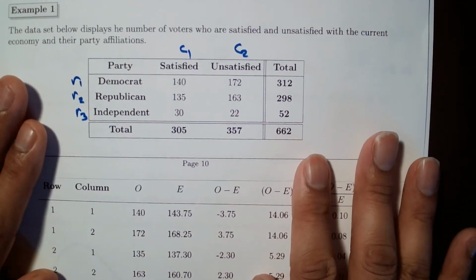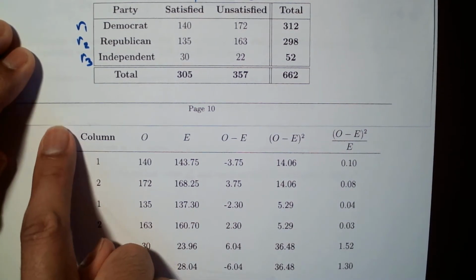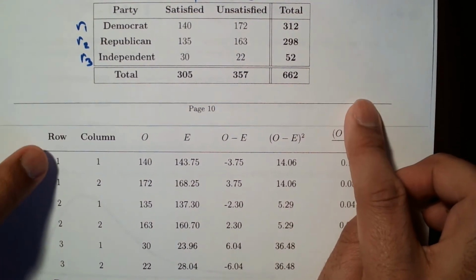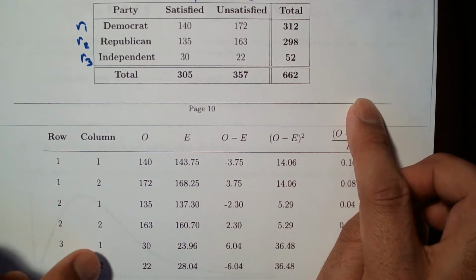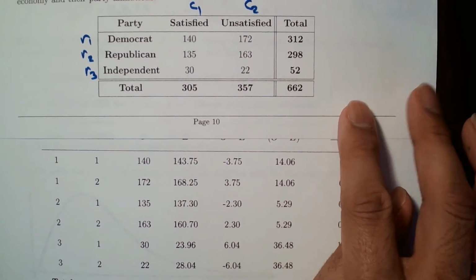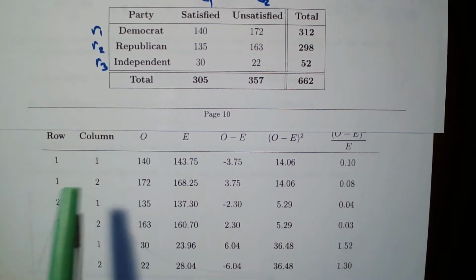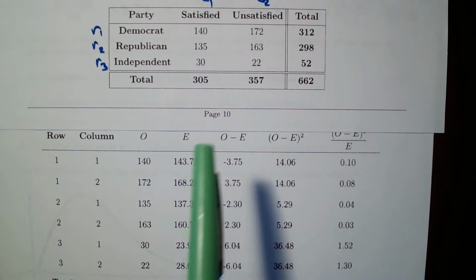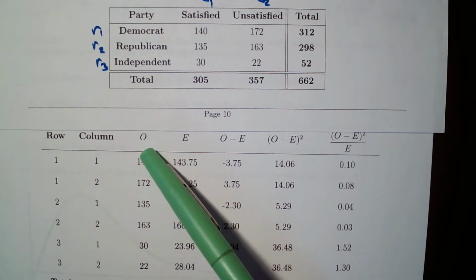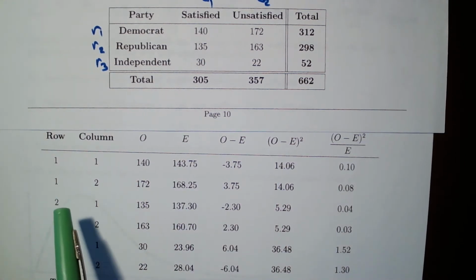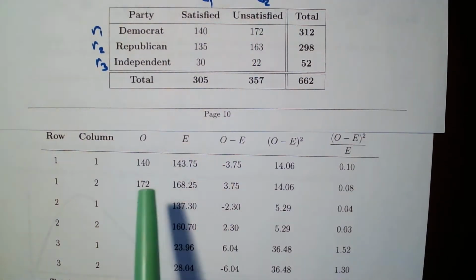All right, so in this case, we're going to have a column. The first column represents the number of rows, but row 1 has 2 columns, row 2 has 2 columns, and row 3 has 2 columns, column 1 and column 2 respectively. So what's the observed for the row 1 and the column 1? Well, row 1, column 1, the observed is 140. That is the intersection. The observed for row 1 and column 2 is 172.